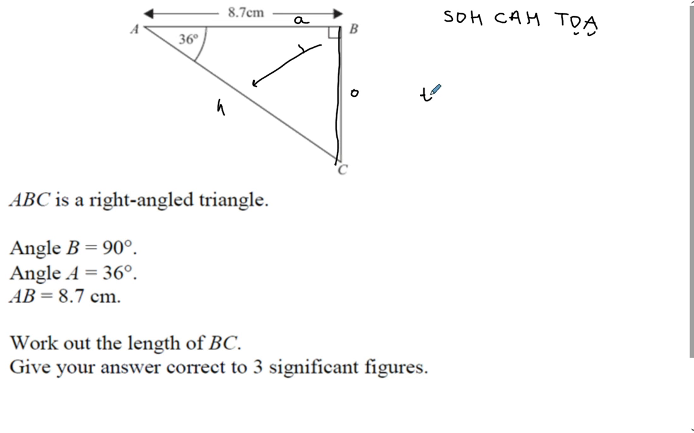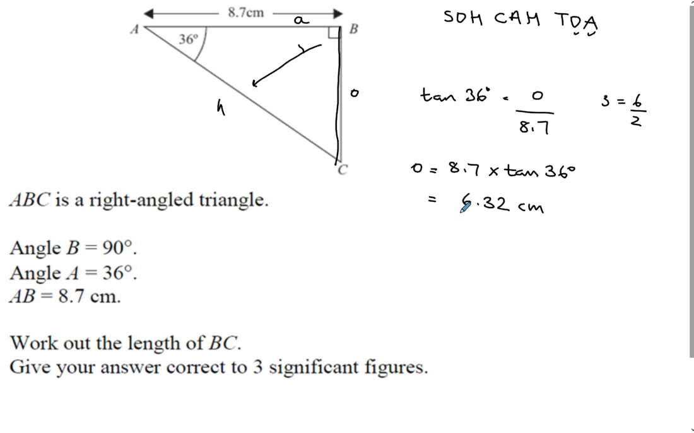So we're going tan of 36 equals O, which we don't know, divided by 8.7. And again, if we rearrange, we can tell O equals 8.7 times tan 36. And that gives you 6.32 centimeters. Okay, this time you can't really check that it's less than the hypotenuse because we don't know what it is, but it looks reasonable. All right, okay.